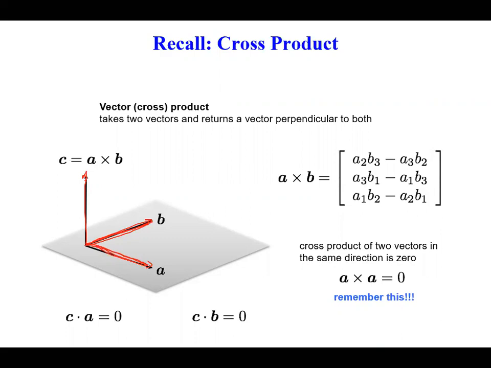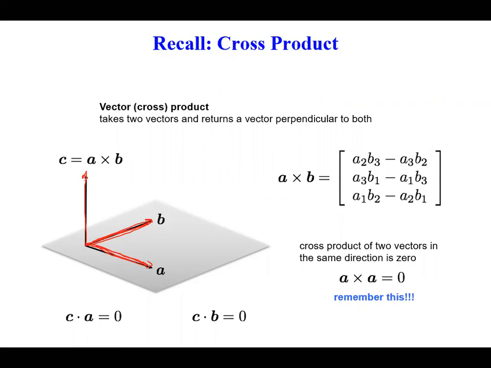So if I take the cross product between two vectors, the third one will be perpendicular to both of them. Okay, this is the geometric domain, or geometrically speaking.